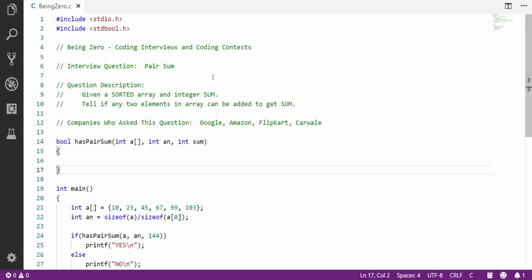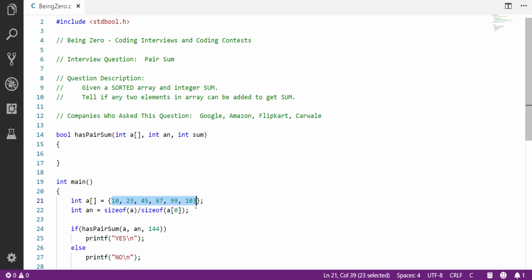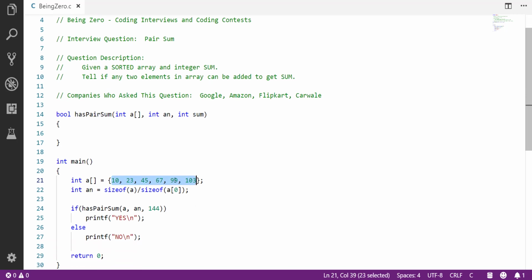Okay guys, here we are going to talk about an interview question called the pair sum problem. What this problem statement says is we are given a sorted array and an integer sum s. What we have to tell is, can we add any two elements in this array to get that sum? In the example we have taken, the sum we are searching for is 144. So the answer we are supposed to give is, can we add any two elements in this array to give this sum 144?